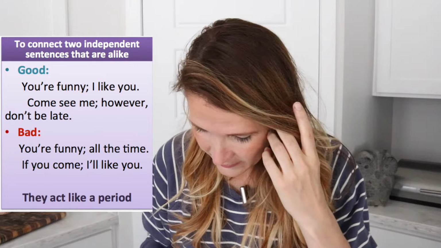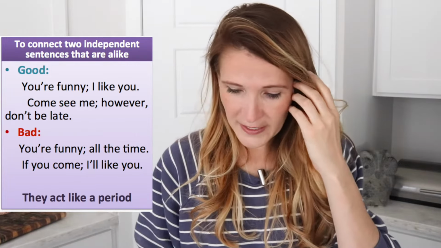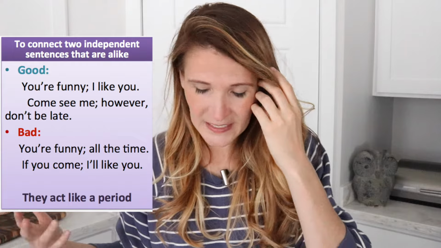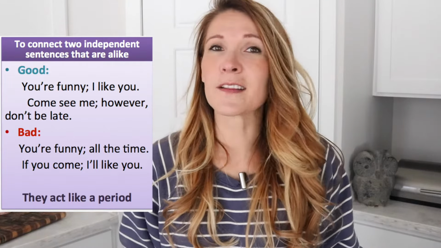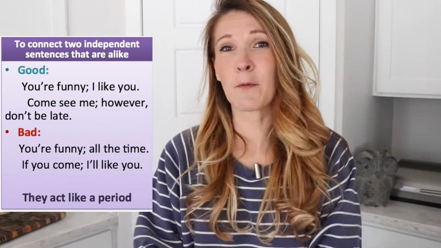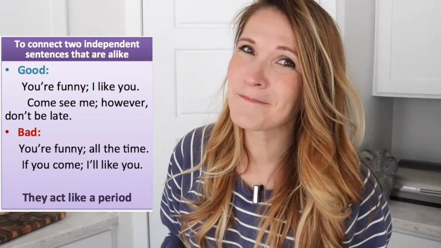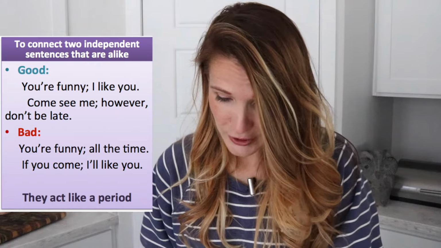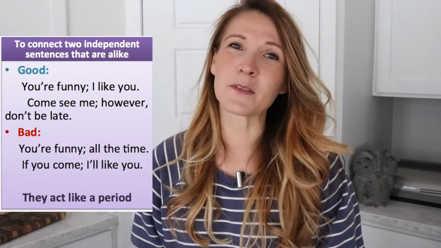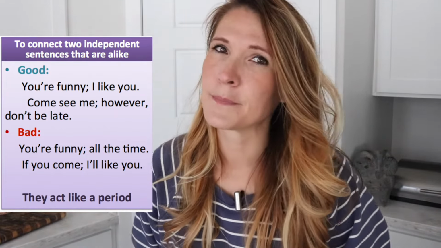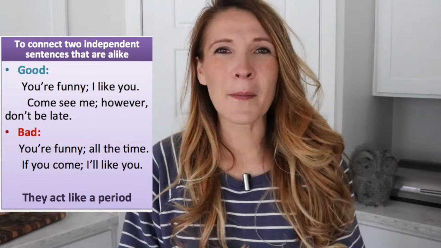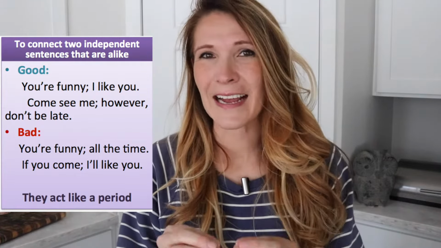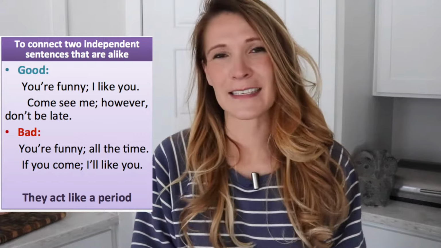Some bad examples of the semicolon rule is if you say you're funny; all the time. That doesn't work. That doesn't work because all the time is not a complete sentence. I can't walk up to you and say, hey, all the time. Another bad example is if you come; I'll like you, because this first portion is not a complete sentence. I can't walk up to you and say, if you come, doesn't make sense. Remember, a semicolon essentially acts like a period. It's just an artistic period, a period with tattoos.